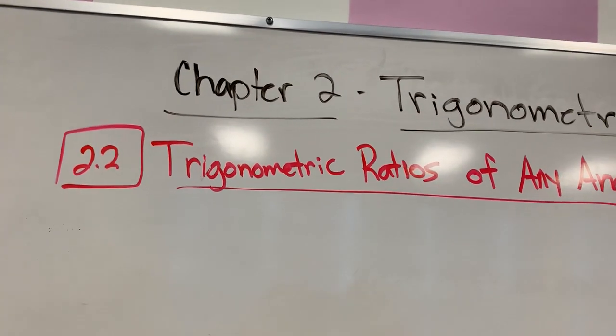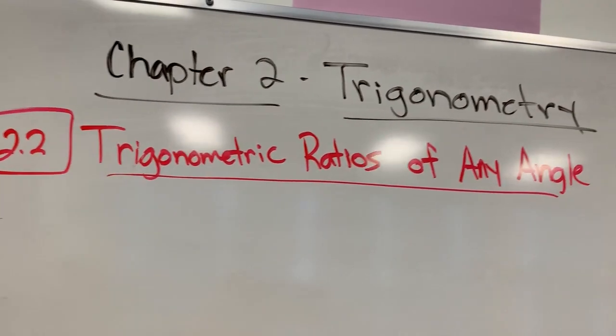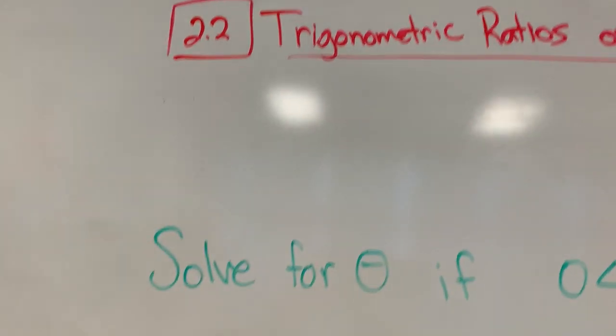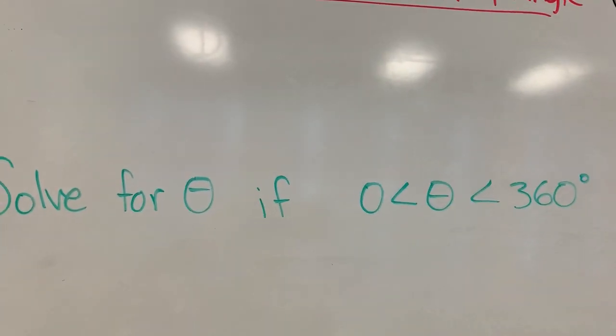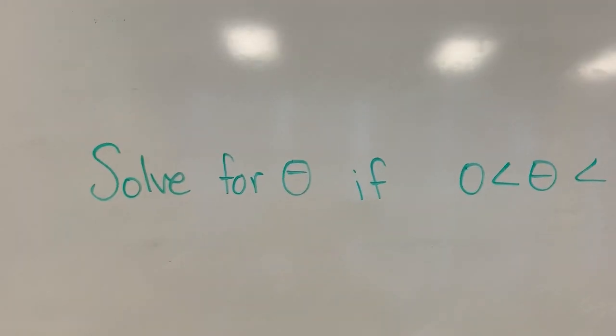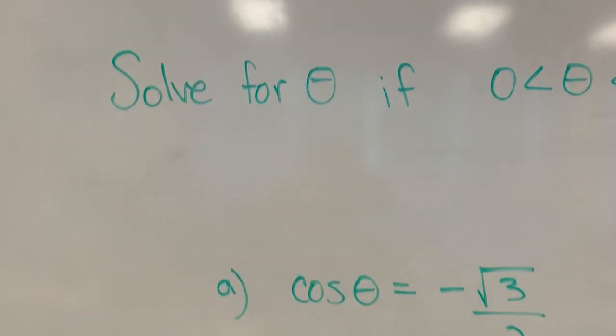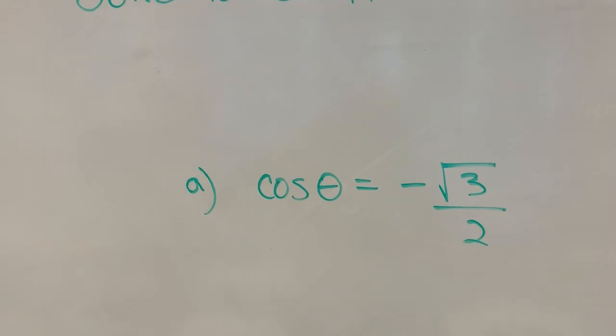This video is the third one coming out of lesson 2.2, trig ratios of any angle. We're asked to solve for angles, and in this case, angles between 0 and 360 in the first question, where cos of theta is negative root 3 over 2.